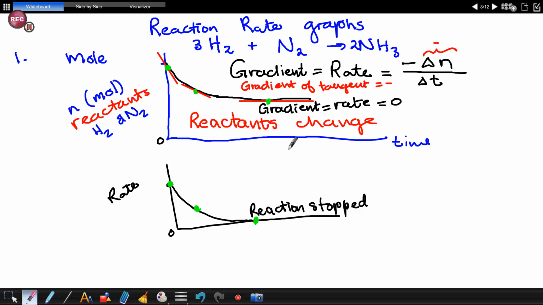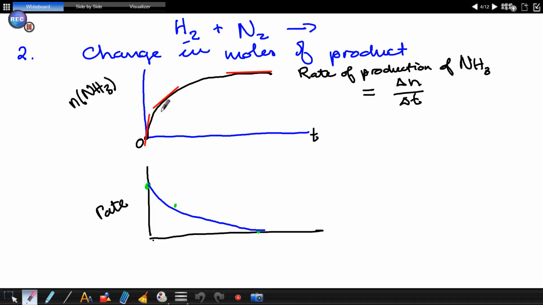Then the next one, what are we looking at in this graph? We're looking at the production of the ammonia. What will happen to the moles of ammonia as it is produced? It will increase, but it will increase slower and slower. That's why the gradients of the tangents are less and less steep. Okay, thank you. You're welcome.